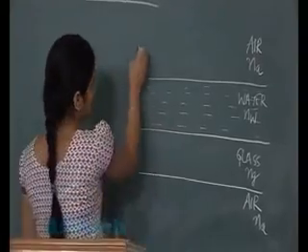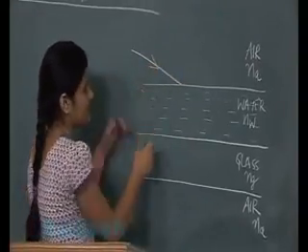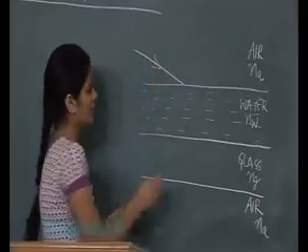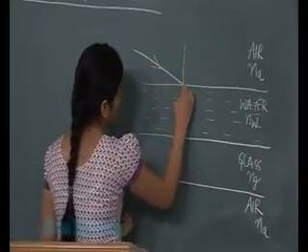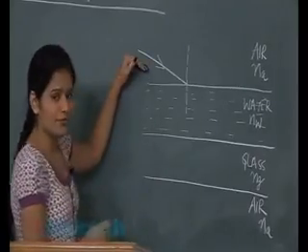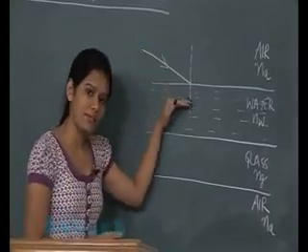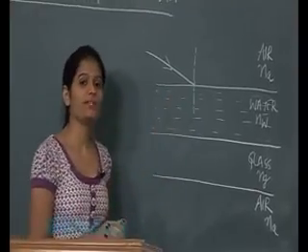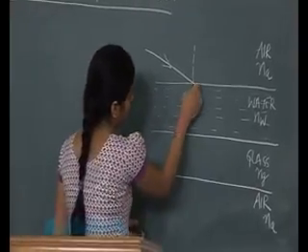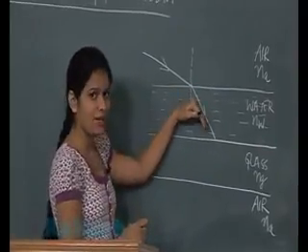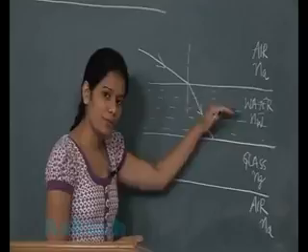Now students, see. This is a light ray which is going from air to water. Now students, as we know, light ray is going from rarer to denser medium. Therefore, at this point of incidence, it will bend towards the normal. Like this. So this is the refracted ray for air and water boundary.